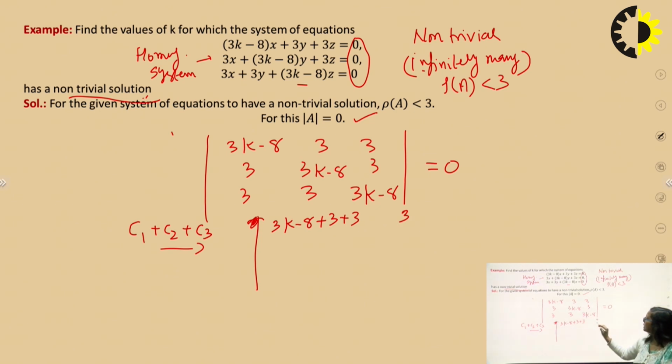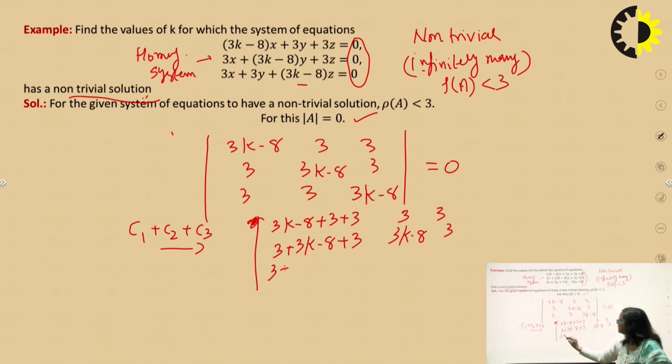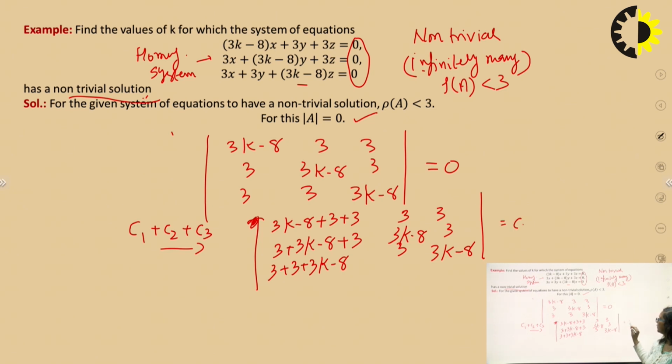This remains the same as 3, 3. This is 3 plus 3k minus 8 plus 3, and this will remain as 3k minus 8 and 3. And this is the value 3 plus 3k minus 8, and this is 3 and 3k minus 8. I'm getting this type of determinant equal to 0.